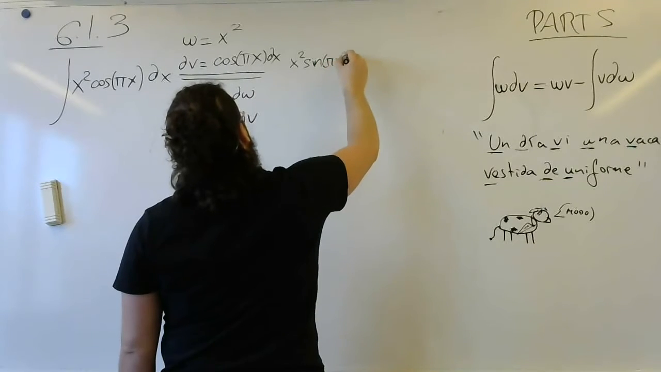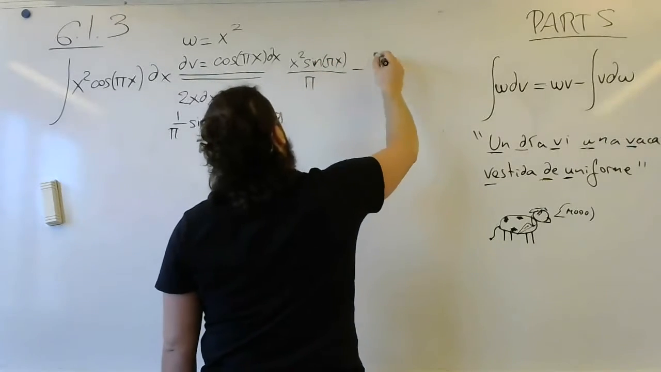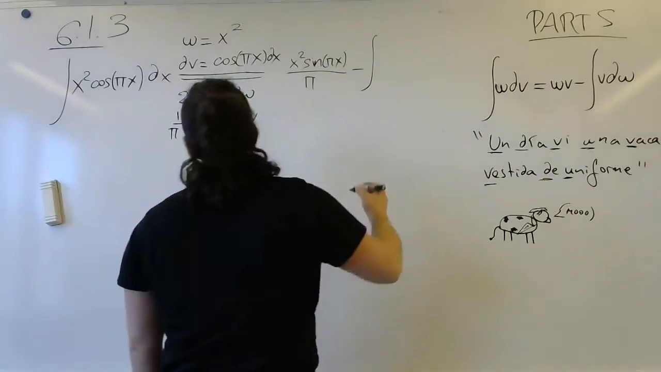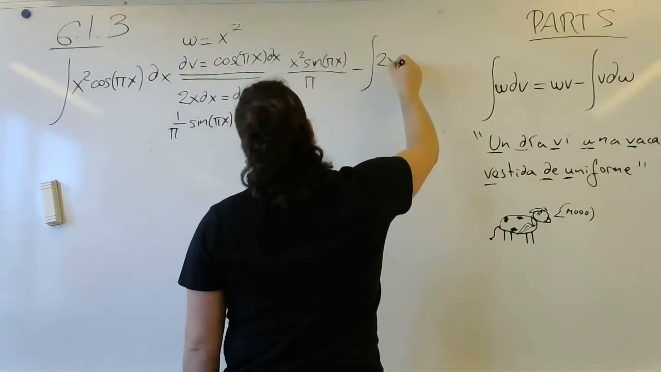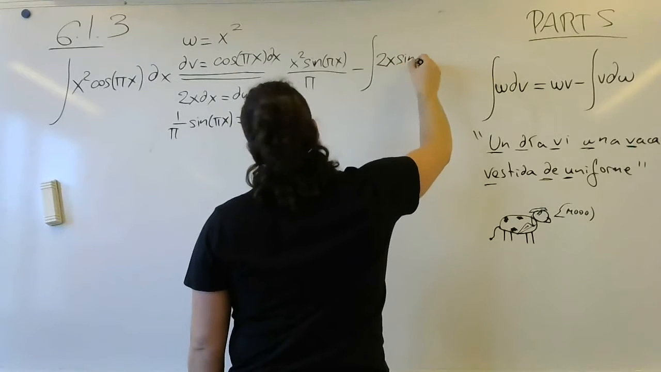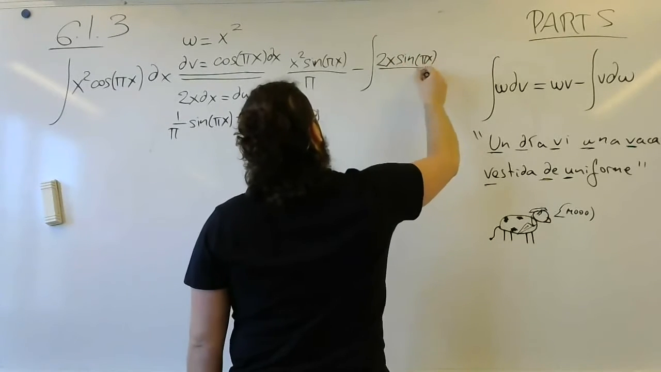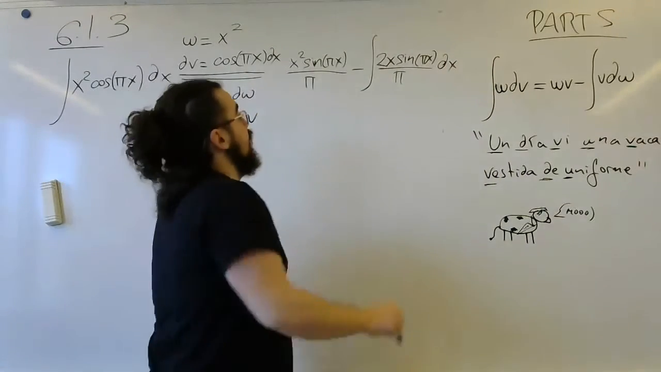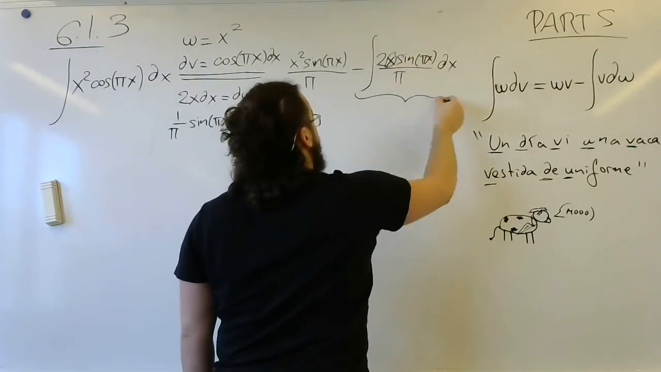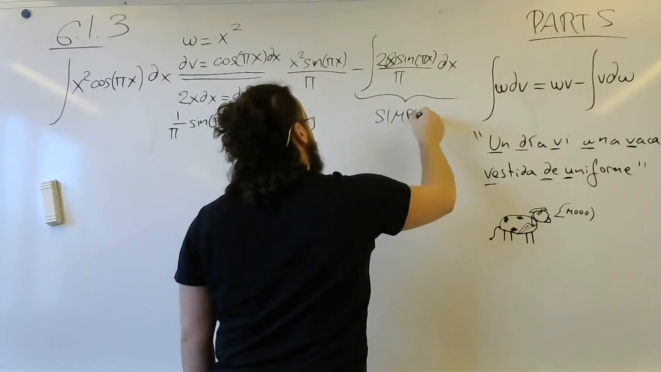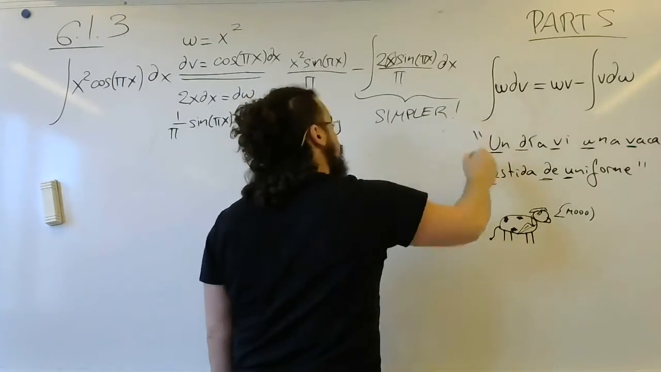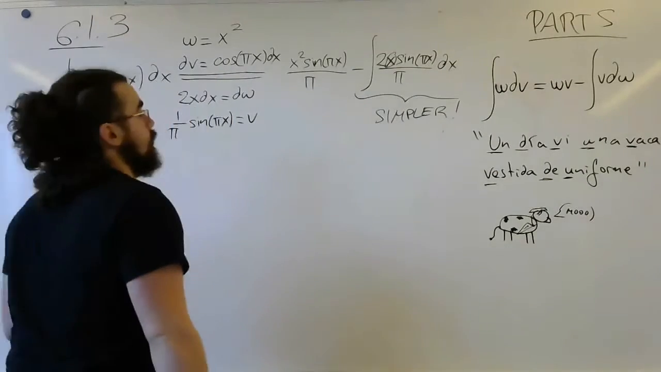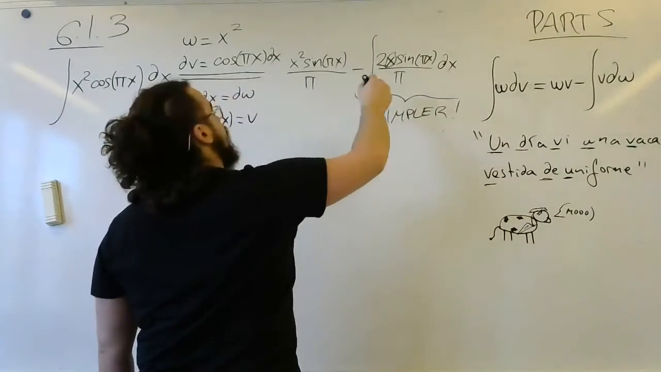sine of pi x divided by pi minus the integral of v differential of w, 2x sine pi x divided by pi differential of x. What do we notice here? This integral is simpler. Which means we are going good. We're going in the good direction. Now, I'm going to call this I.